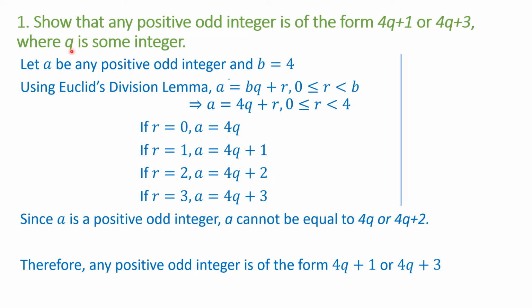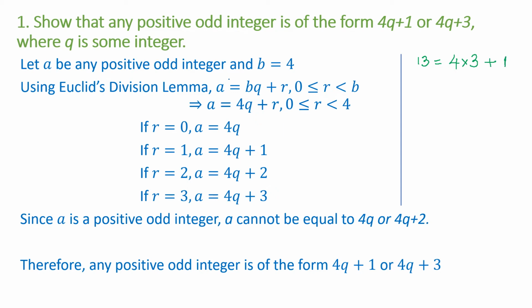The first question that I've taken is: show that any positive odd integer is of the form 4q plus 1 or 4q plus 3, where q is some integer. Now before I use Euclid's division lemma to prove it mathematically, let me take a few examples to explain the meaning of this question. Positive odd integer. Let me take an example of 13. When I write it as a multiple of 4, 4 into 3 is 12, and I am left with 1 as the remainder.